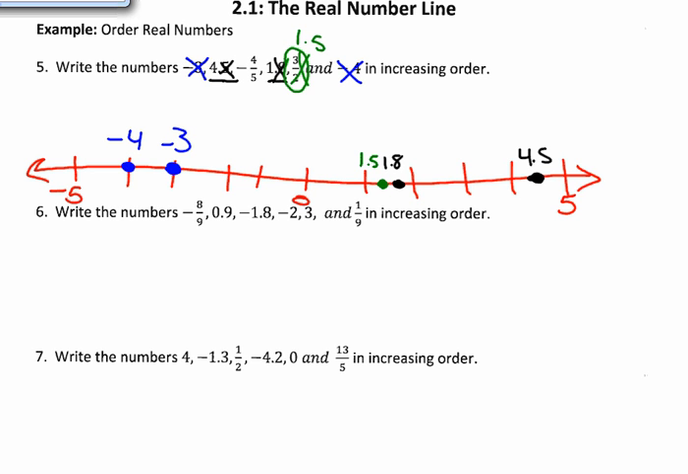And our last one here is -4/5. -4/5, if I change that to a decimal, is -0.8. So it's not quite to 1. So it's going to be here. And instead of using our decimals, we really should use our fraction bars here.